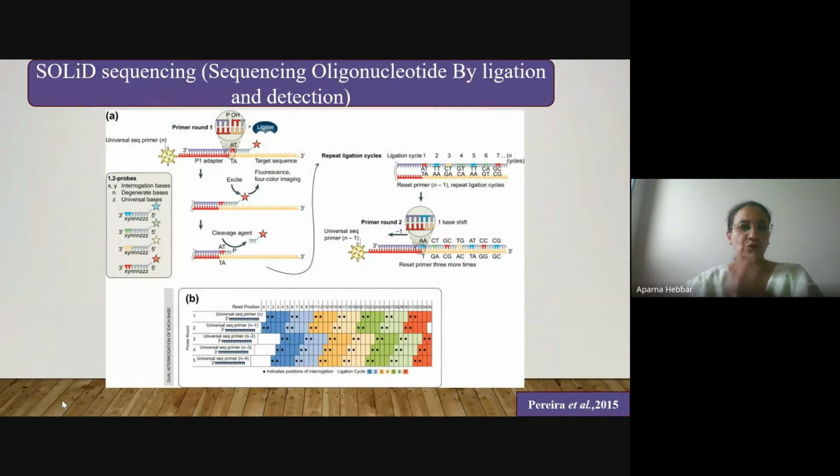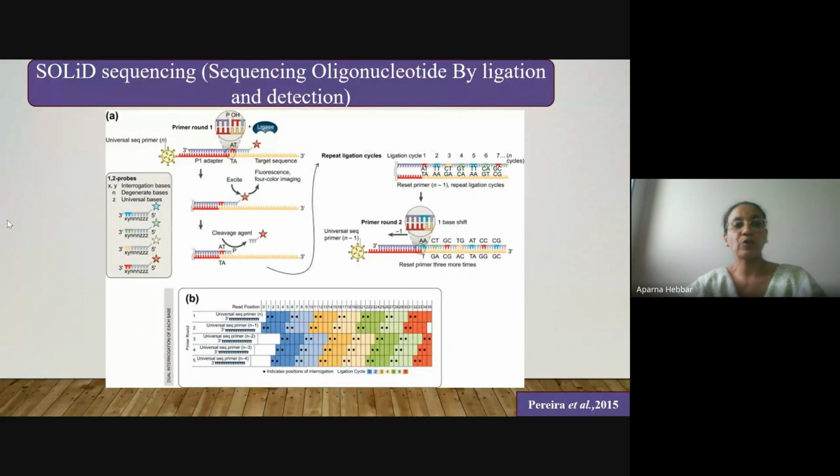Next is SOLiD sequencing, that is, sequencing of oligonucleotides by ligation and detection. This is a bit different technique because ligation methods are used here. Generally, the target sequence is there, to which the adapter is ligated, and then complementary to the adapter, the primer is attached. Up to this point it is common to earlier methods. But the new thing here is that a probe is attached, and this probe is not like other probes. It has some specialities.